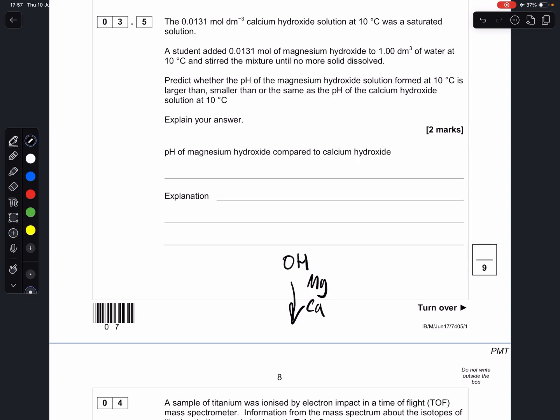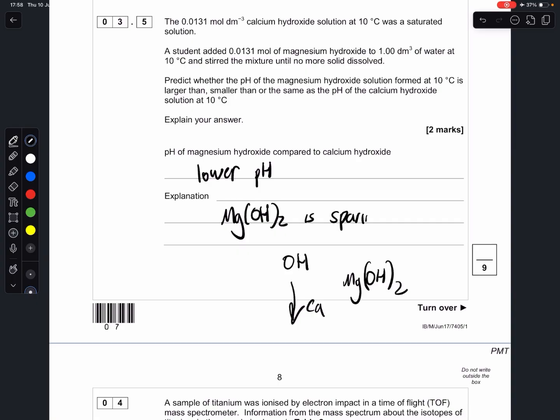So magnesium hydroxide, if it's less soluble, less of this is going to dissociate into OH minus, which is alkaline. So therefore, it's going to be less alkaline or more acidic or have a lower pH. So it has a lower pH, and that is because it is sparingly soluble.